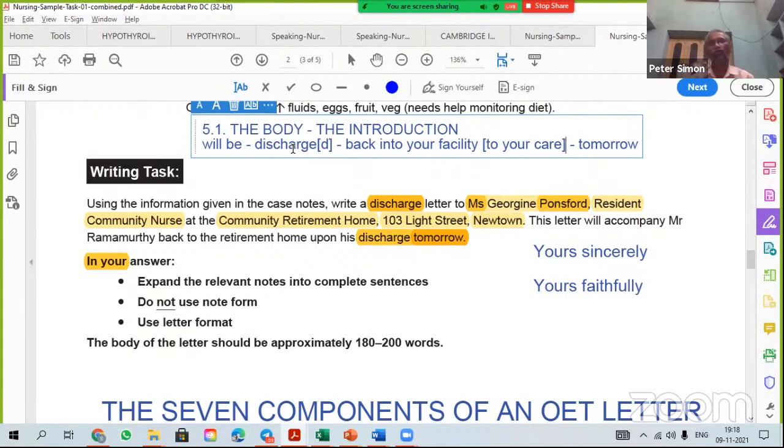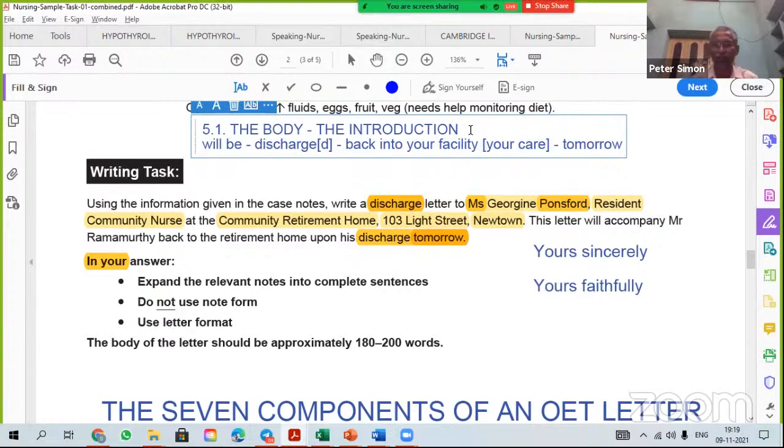Okay, so discharge back into your facility or to your care. You can even say into your care. Into your facility or into your care or to your care. So try to understand this one, how it is taken care of. So this is one point which we have seen. So it is a discharge letter.